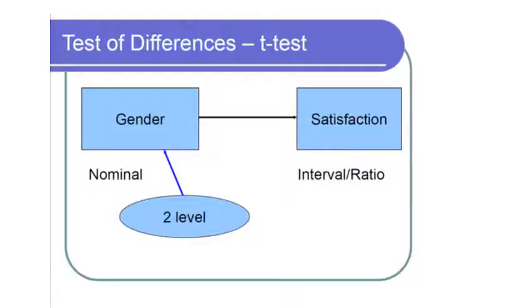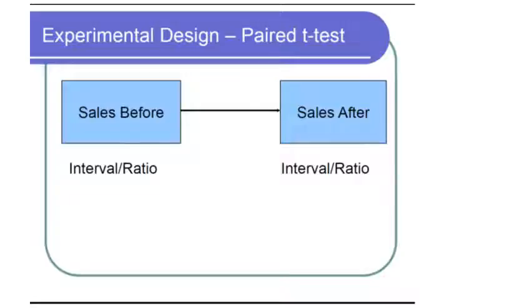So here's an example. If we want to use t-tests, gender, of course, has two levels, so we want to test the satisfaction level between male and female. Also in experimental design, as I mentioned, we want to see whether there's a difference in sales before and sales after, for probably a particular store or different ranges of stores. We just want to see if there was a difference between the sales.